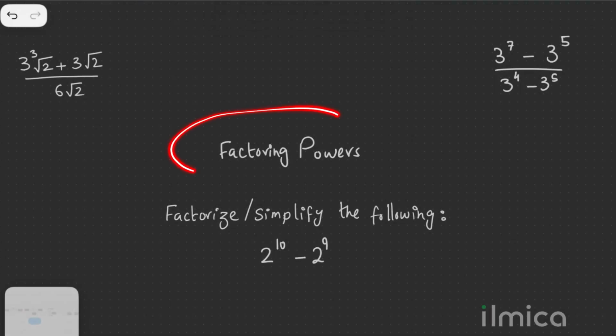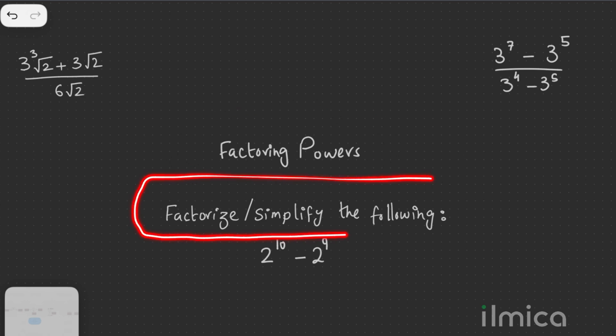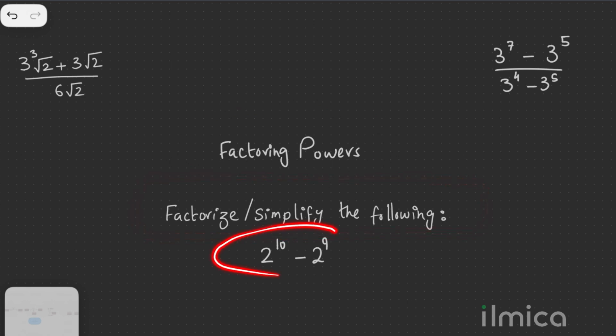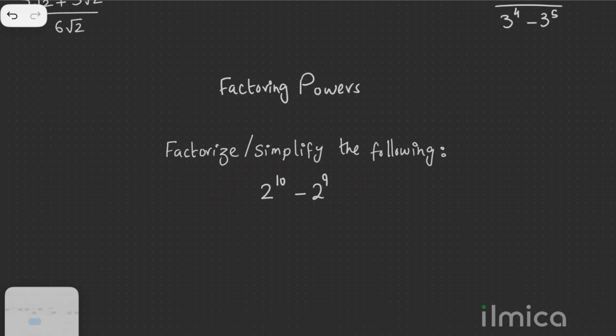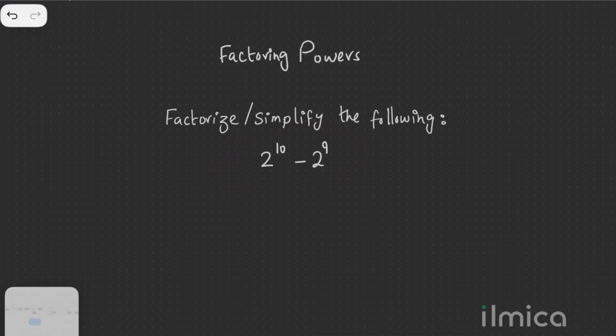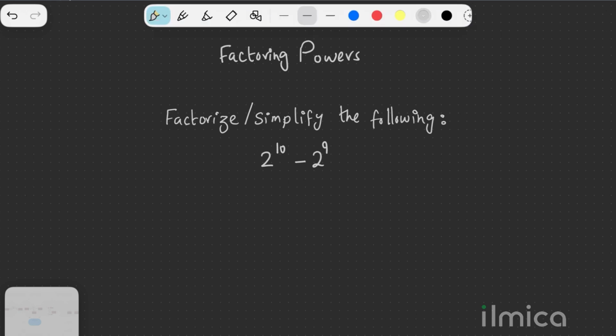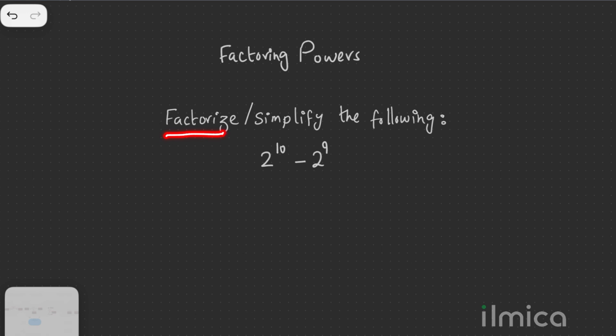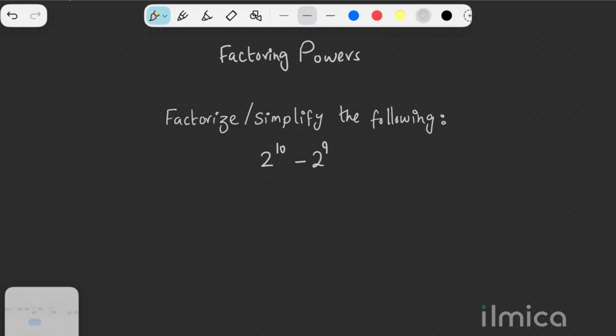Factoring of power is another subtopic that you see on your Qudraat exams. The question looks something like this. Factorize and simplify the following, and then you will be given an expression which you will have to factorize. Now, the key wording over here is this idea of factorize. If you see that word or simplification, and then there is an expression like this written in the question, then this is how you would solve such a question.